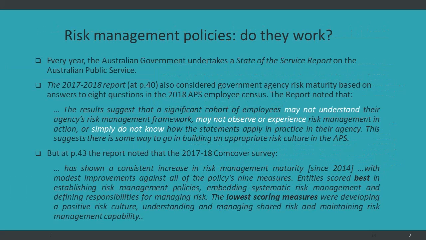So how have Australian government agencies gone against this spectrum? Well, every year the Australian Government surveys its staff and agencies on a range of factors including risk management and risk behaviours. The 2017-18 report, which was 4 years after the risk management policy was introduced, suggested there was still significant room for improvement in the way public servants manage risk. As to why this occurs, we will consider this a bit later.